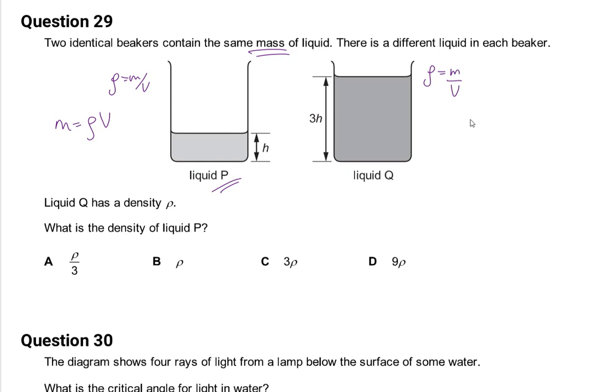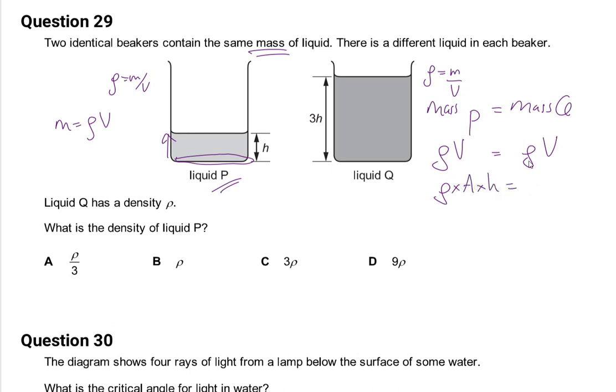Let me see. The mass of P is equal to the mass of Q. So the equation is rho times volume. Now the rho of P, we don't know, I'll just leave it there. The volume of P is going to be the area multiplied by the height. So the area, call it A, multiplied by the height H.